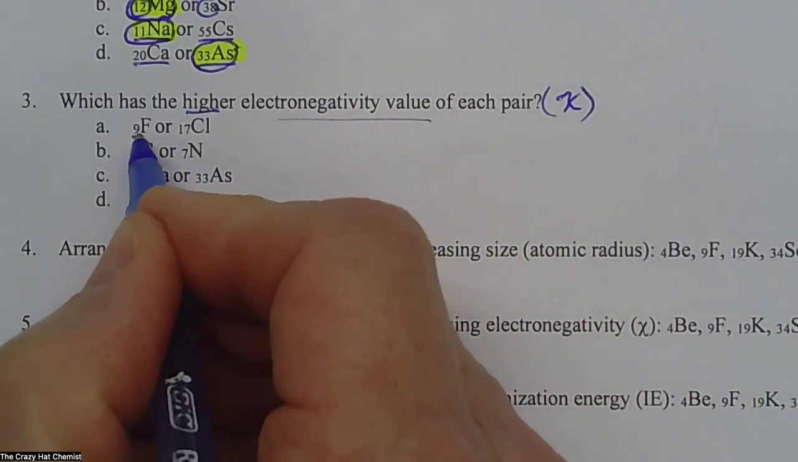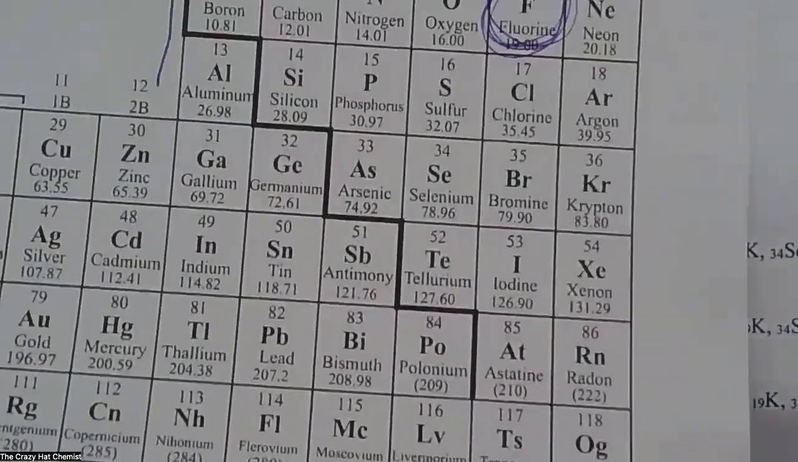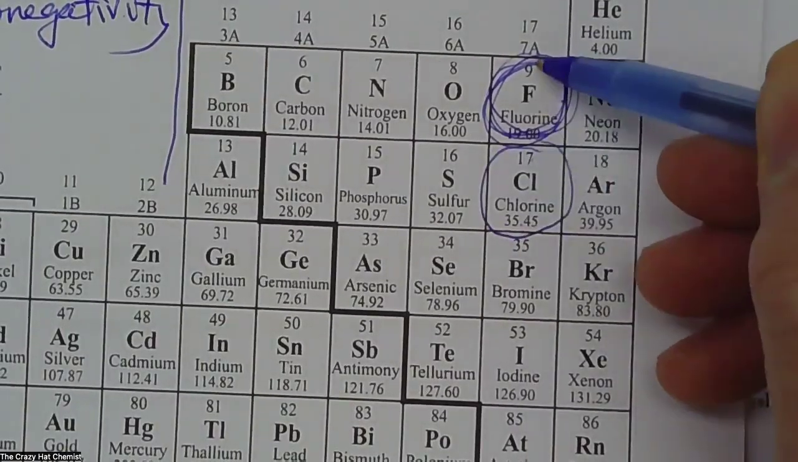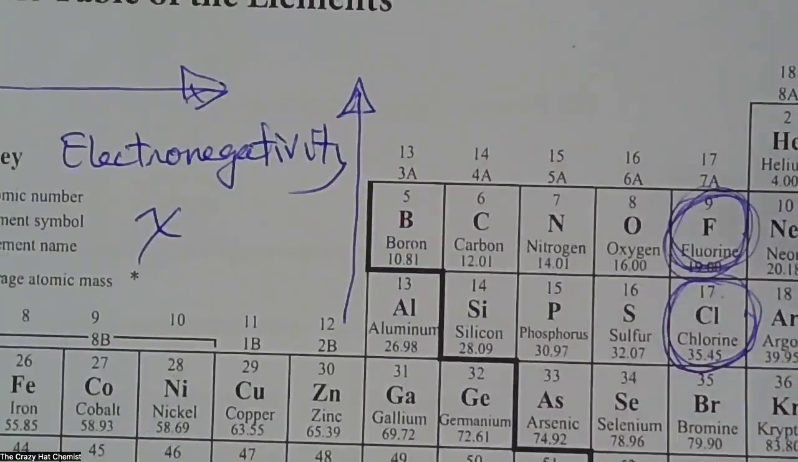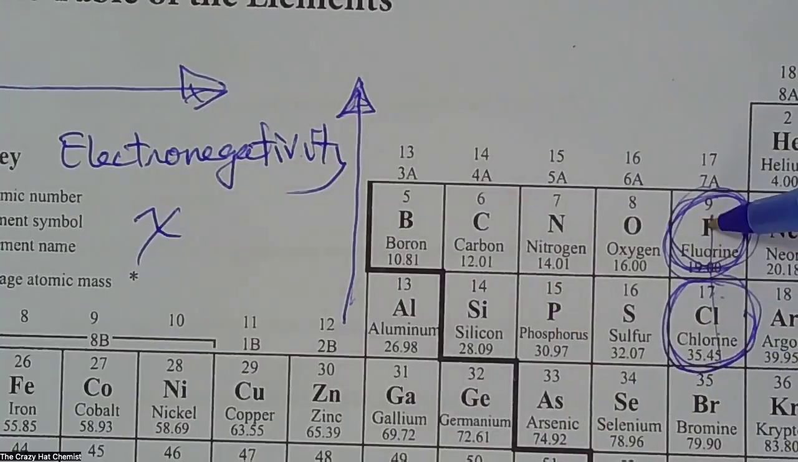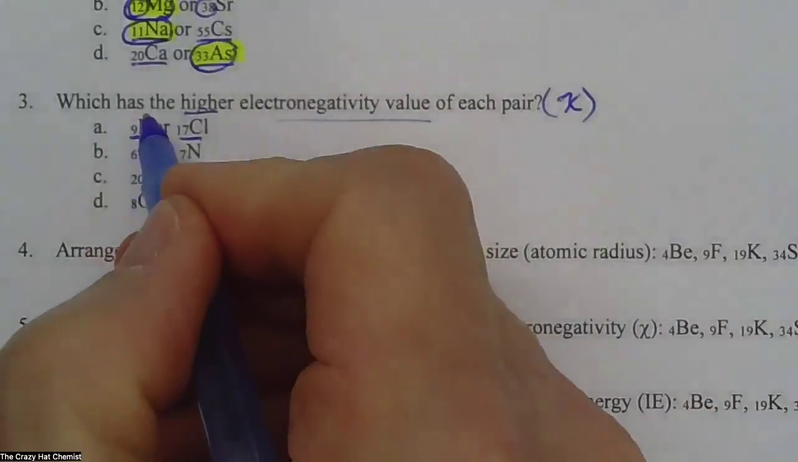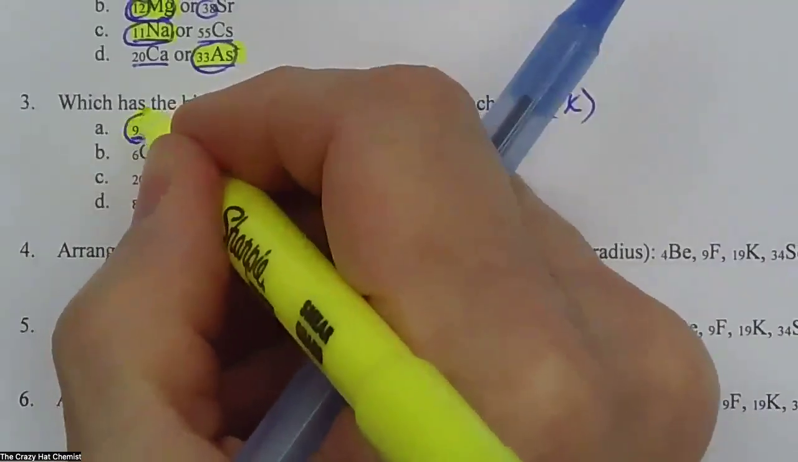So we have either fluorine, element 9, or chlorine, element 17. Let's find out where those two are. We have a choice of fluorine or chlorine, that's element 9 and 17. The pattern of electronegativity is that as you go up the group, they get larger. So fluorine is our answer for which one has the higher electronegativity value.